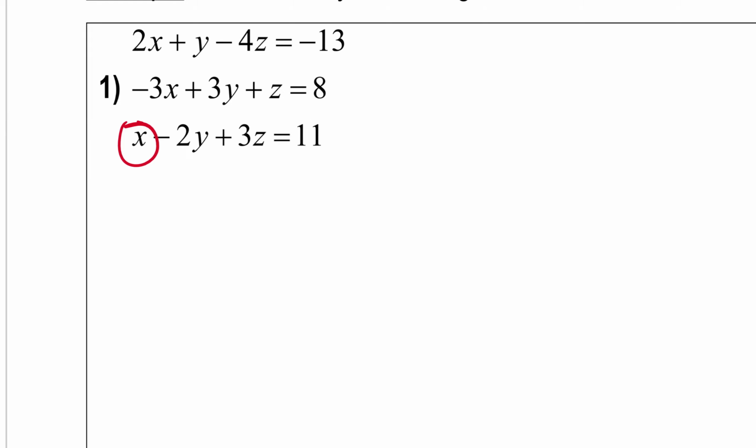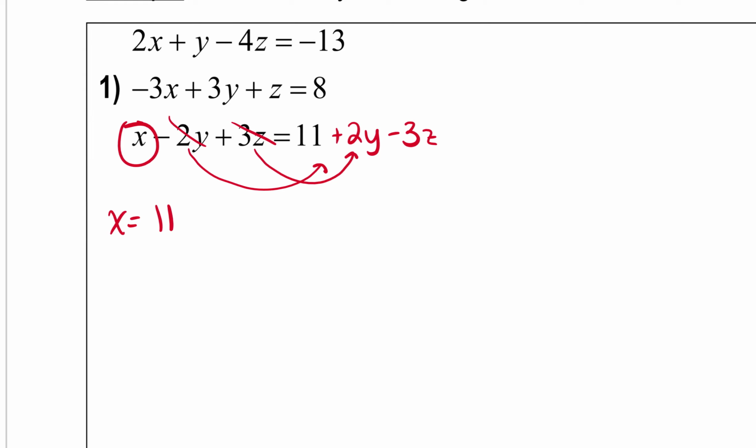So I'm going to go ahead and solve for x, which means I have to move the 2y and the 3z over here. So minus 2y becomes plus 2y, plus 3z is minus 3z, which would remove them. Now I have x equals, and I'm just going to write what I have on the right side, 11 plus 2y minus 3z. And I solve for x.